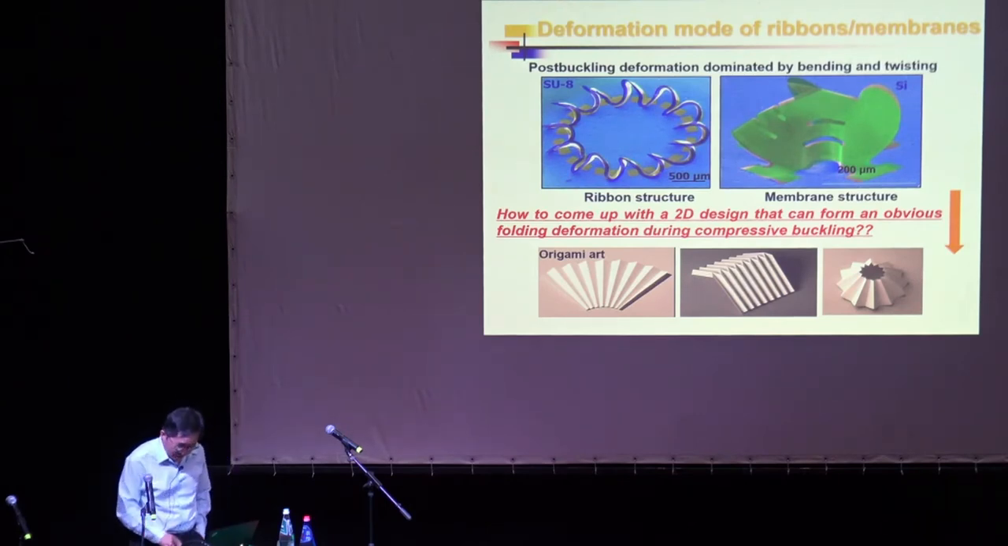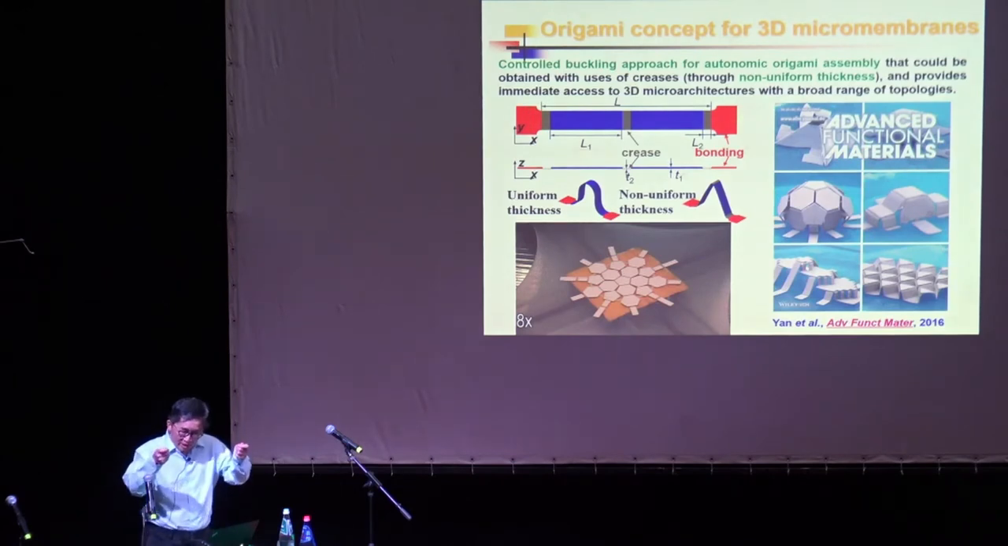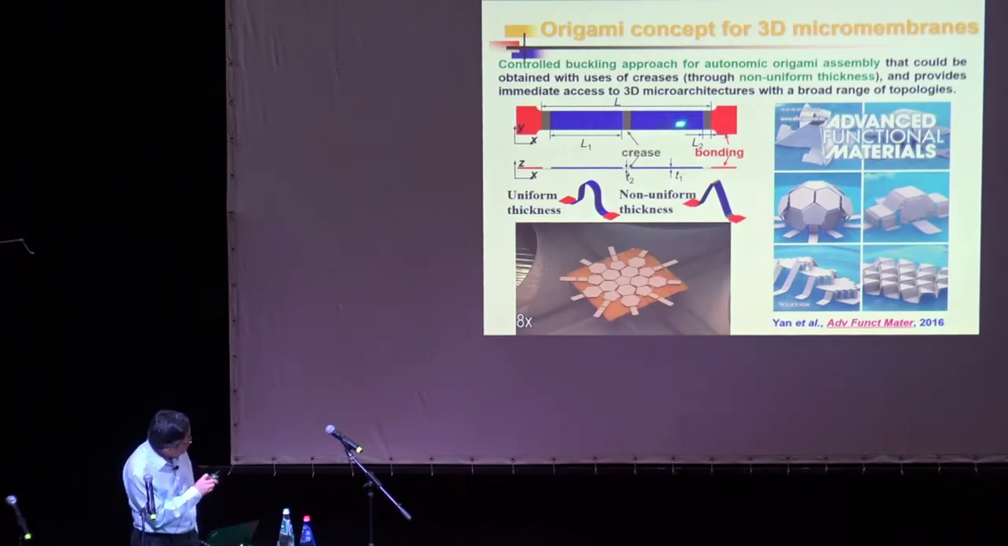Well, mechanics can help. Think of it this way. In this picture here, red are the bonding sites where they attach to the substrate. They shrink and they provide the driving force for buckling. Blue is the ribbon. They are the ones under compression, and they will pop up.